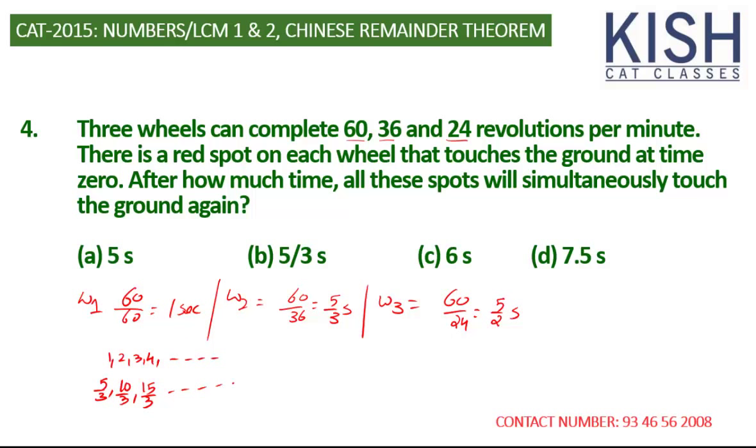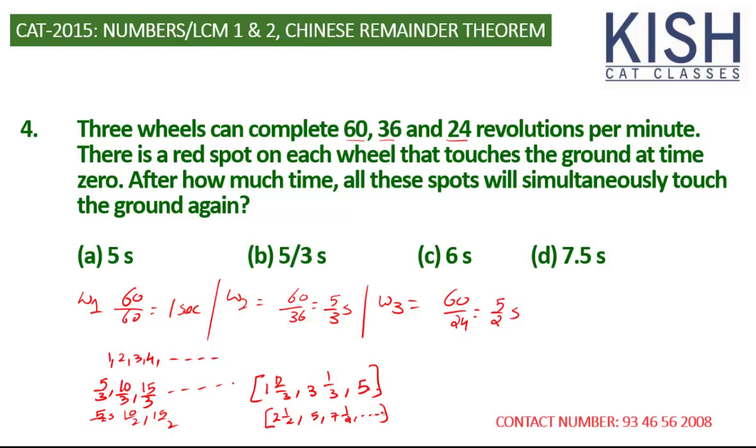If we just want to convert them into proper fractions, then 5 by 3 is nothing but 1 2 by 3, 10 by 3 is nothing but 3 1 by 3, 15 by 3 is nothing but 5, and so on. Now the second one is going to take 5 by 2 seconds. So in such a case we can say 5 by 2, the next one is going to be 10 by 2, and then 15 by 2. If we convert them, that's 2 1 by 2 seconds, 5 seconds, 7 1 by 2 seconds, and so on.